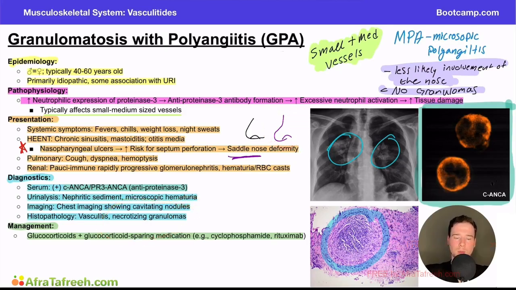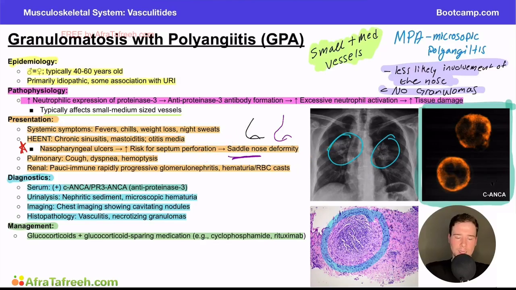So just a quick summary to wrap up this video. We're talking about granulomatosis with polyangiitis, sometimes also called GPA, formerly called Wegener's granulomatosis. Epidemiology here, right? Typically going to be seen in a middle-aged patient and often a primarily idiopathic condition. Pathophysiology here, right? We have neutrophilic expression of proteinase 3, and then we get antibody formation against that molecule. This is ultimately going to lead to increased tissue destruction. Presentation here can present with a lot of systemic signs, but the trifecta, right? The 3 I want you to know is nasopharyngeal involvement, pulmonary involvement, and renal involvement.